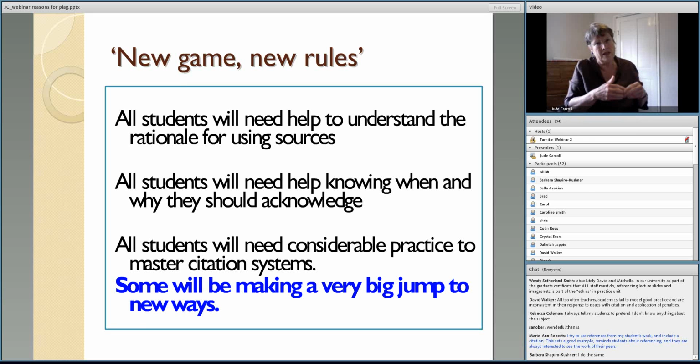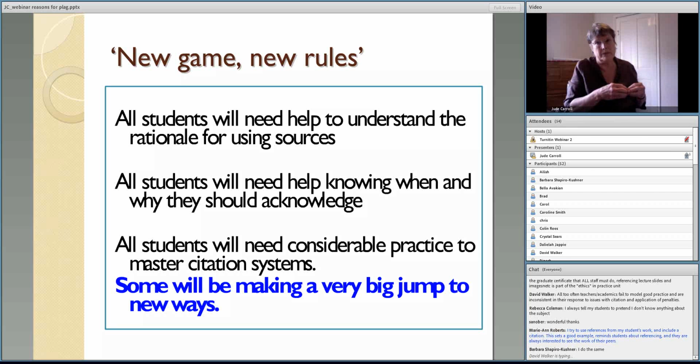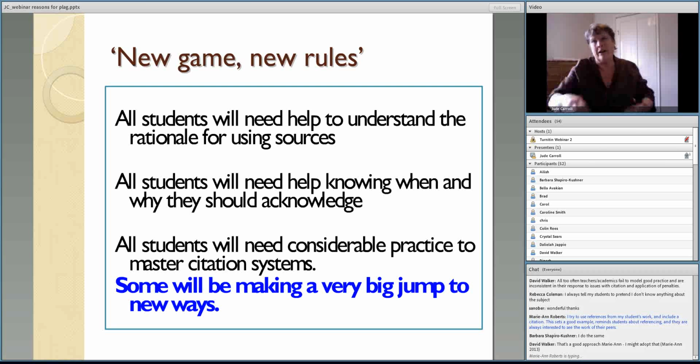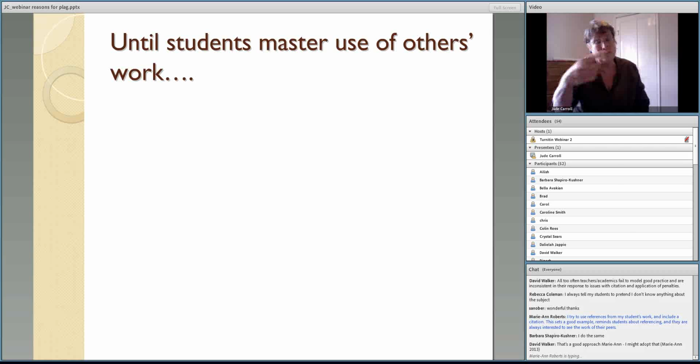They will need loads of practice to master citation systems and referencing systems. And some of them will be making a very big jump to new ways. If you think about what I was saying just now about the purpose of writing, how you use sources, how you acknowledge, what's the responsibility of the reader or the writer. Some students will move from very different systems when they travel, for example, to study, or when they sign up for a distance learning course, or when they go back to university. They may be making a very, very big jump, and they're not going to jump quick. They're not going to jump easily.